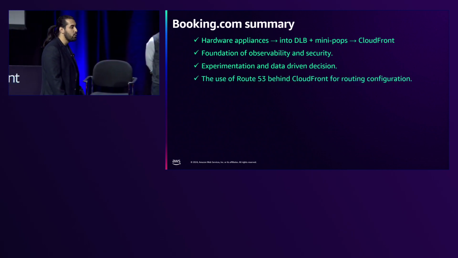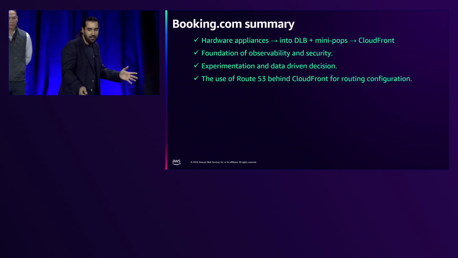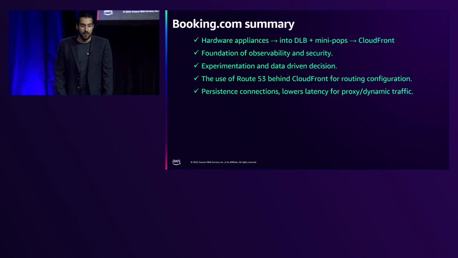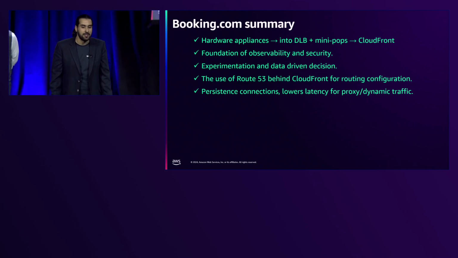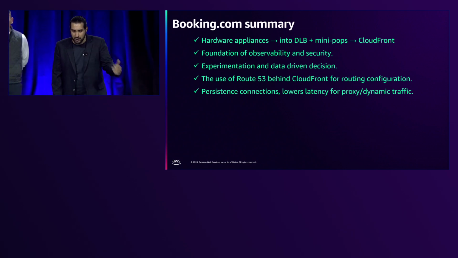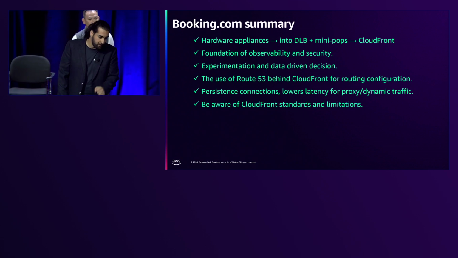And then we told you how we use Route 53 behind the CloudFront to allow us to shift the traffic and try to balance it between the different origins. And then we talked about what, for me, is the star of the talk tonight: the persistent connections between CloudFront and the origins, and how that actually achieved much lower latencies for our reverse proxy and dynamic traffic.